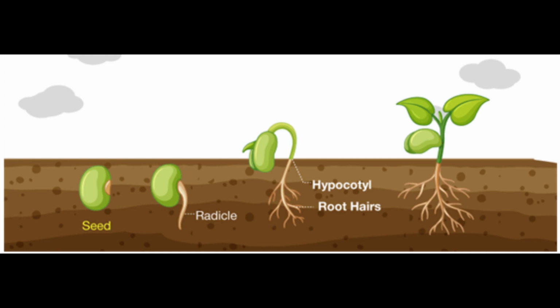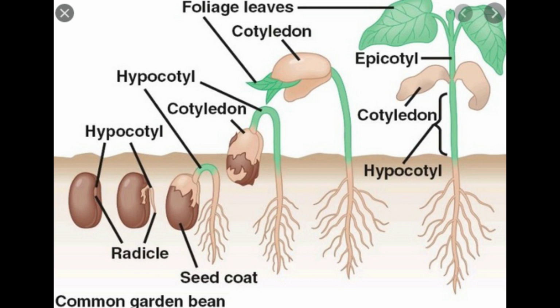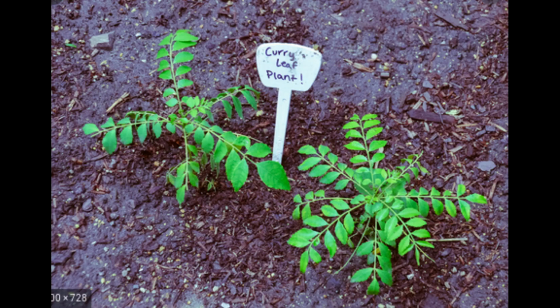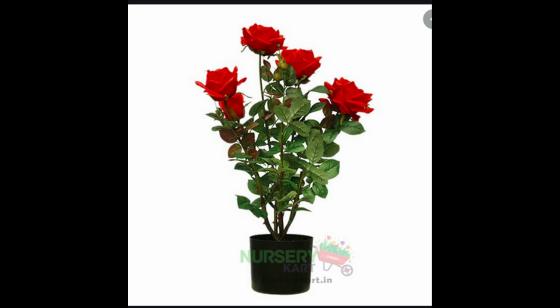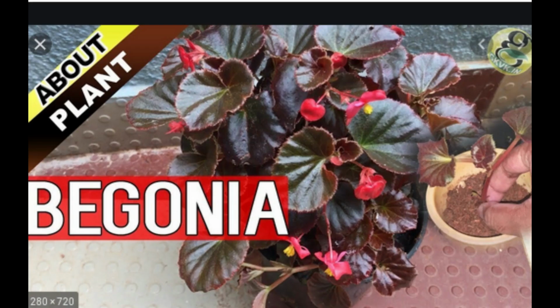Then we studied about vegetative propagation. The vegetative parts of the plant can make the next generation. It is called vegetative propagation. The plants that can be made from roots, examples are sandalwood, curry plant, breadfruit, etc. From the stem, examples are hibiscus, rose, etc. From the leaf, we have examples like begonia, bryophyllum, etc.